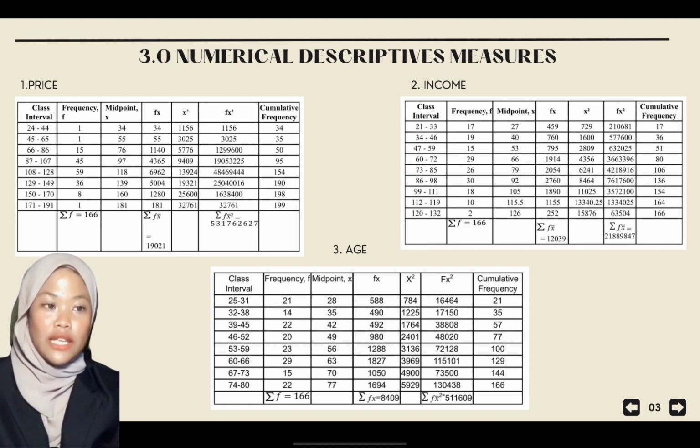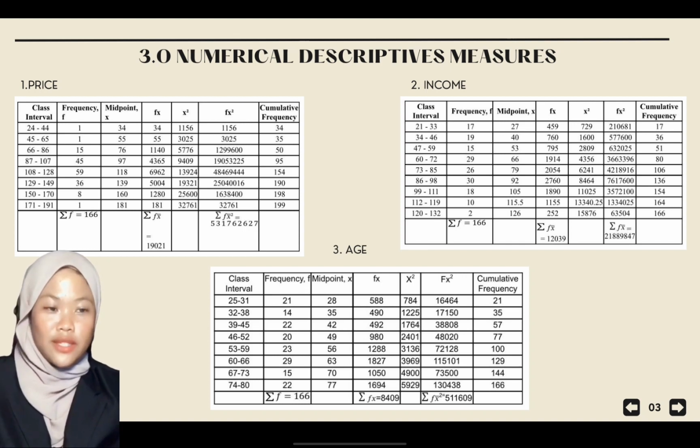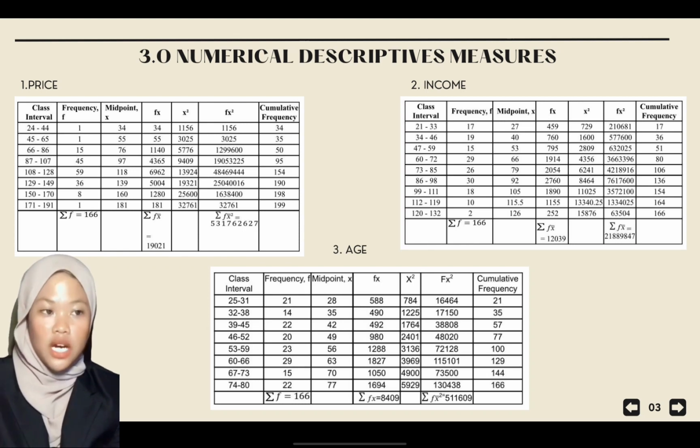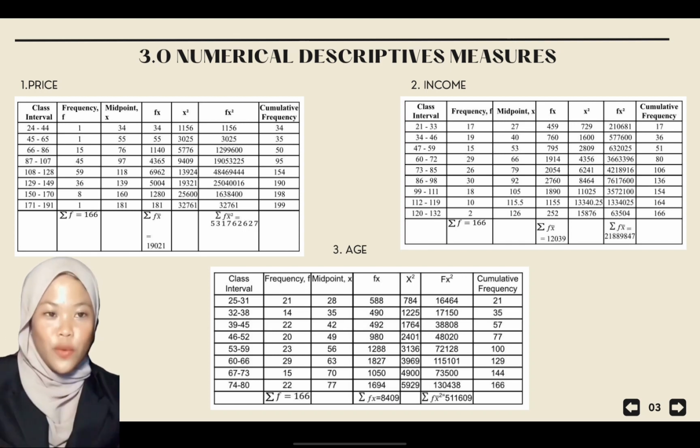Median is the value that lies in the middle of the data when the data set is ordered. The median for price data is Ringgit Malaysia 101.9, while the median for income is $74, and the median for age data is 54.3260. Last one for measures of central tendency is mode, the data entry that occurs with the greatest frequency. Mode for price data is Ringgit Malaysia 94.45, while mode for income is $75.75, and mode for age data is 56.